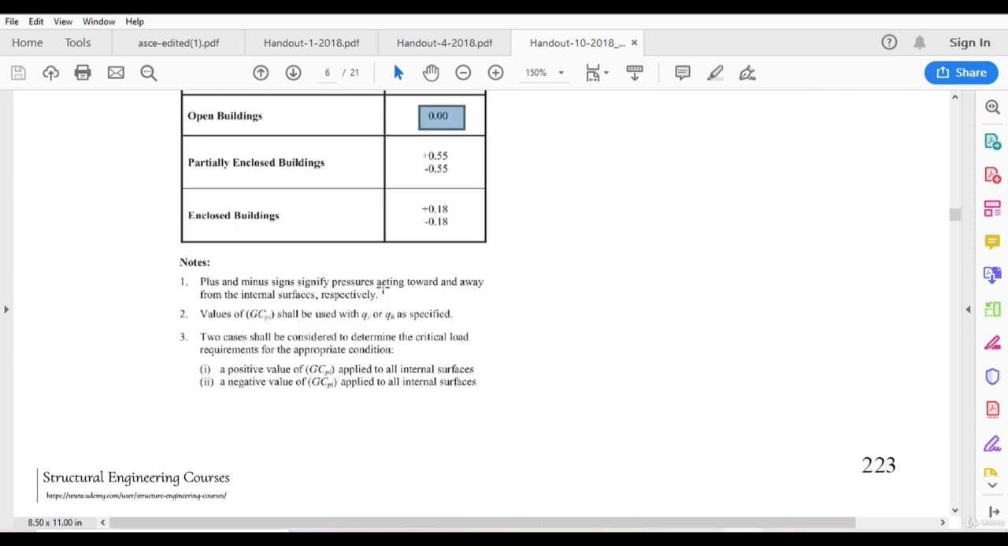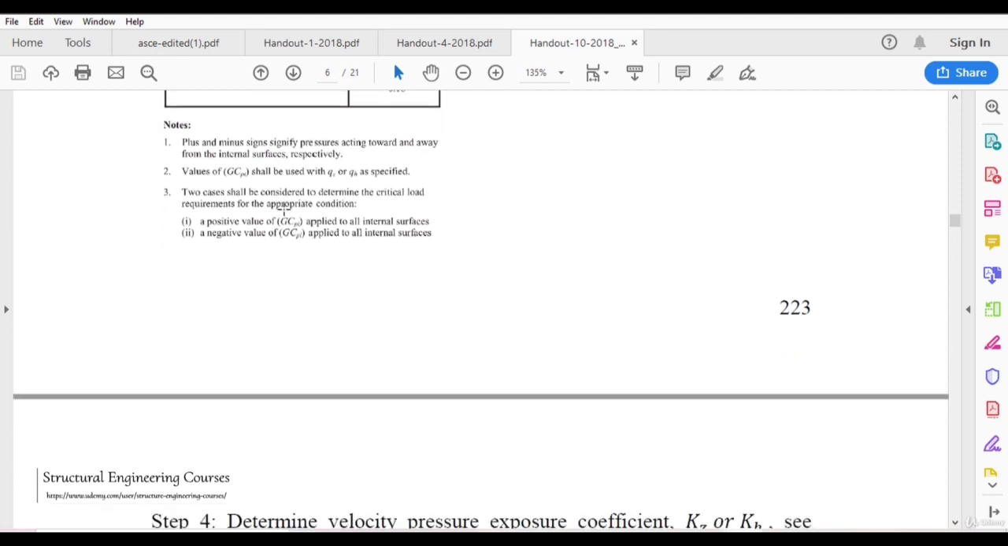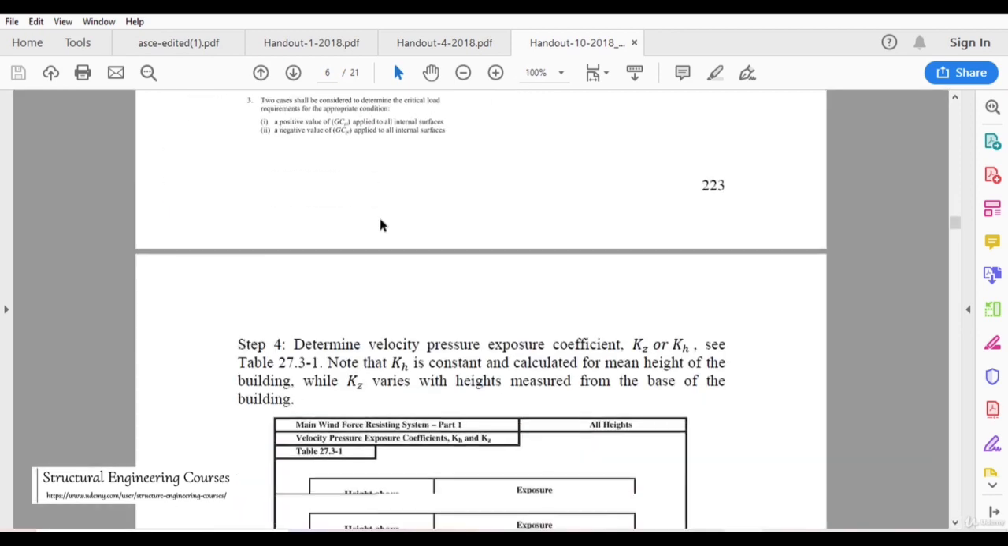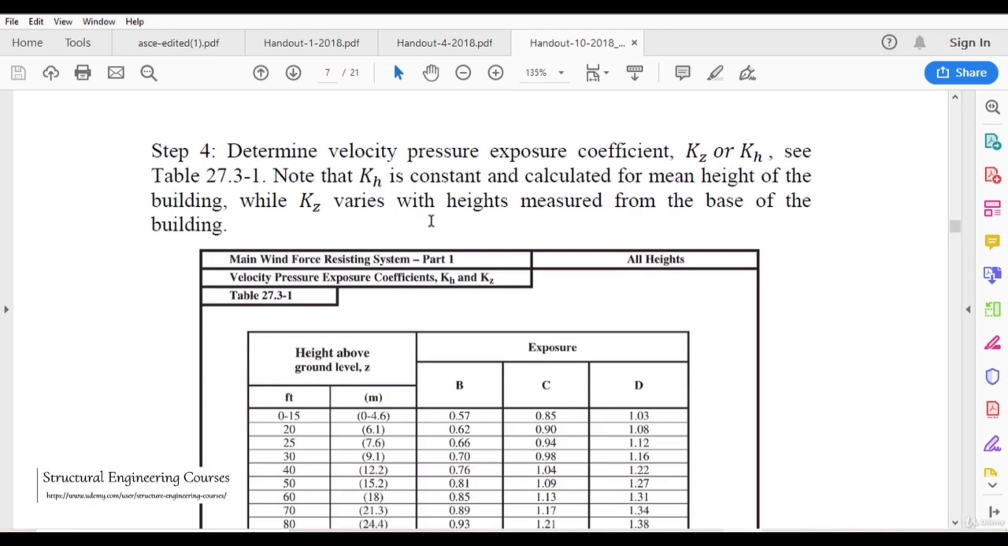So two values shall be considered to determine the critical load requirement. One is the positive value of GCpi, and the second is the negative value of GCpi. After that, we do need to determine the velocity pressure exposure coefficient, that is Kz or Kh. So Kh is constant and calculated for the mean height of the building, while Kz varies with the height measured from the base of the building.